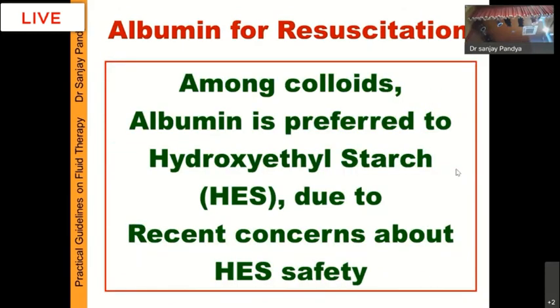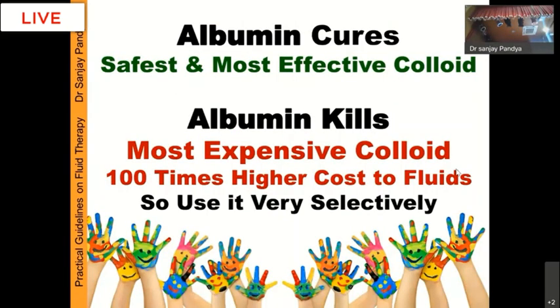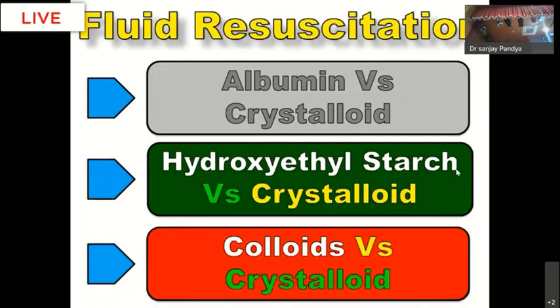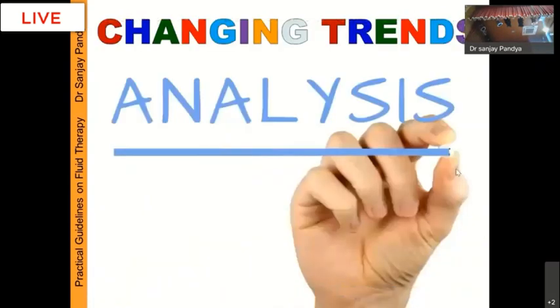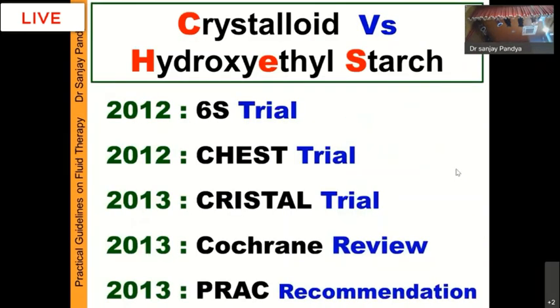Amongst colloids, albumin is superior, safer, and better than hydroxyethyl starch. Albumin cures, but it kills the pocket. It is 50 times more expensive than normal saline, and therefore use it selectively. Now, hydroxyethyl starch versus crystalloid. What are the changing trends?